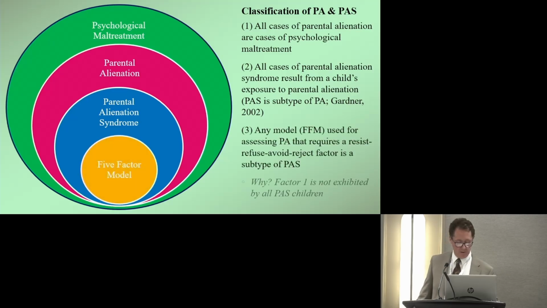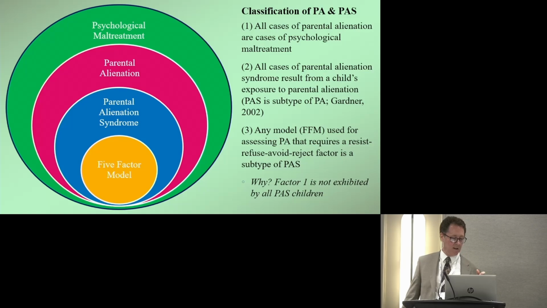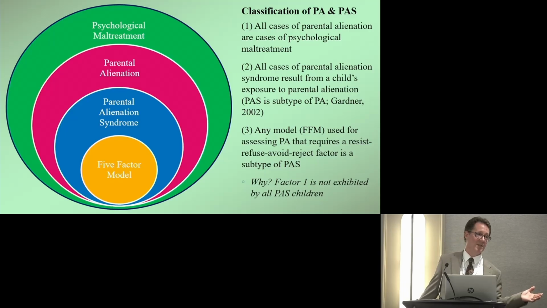And any model, including the 5-factor model, used for assessing parental alienation that requires a resist, refuse, avoid, reject factor is a subtype of parental alienation syndrome. Why? Because, let's go back, Factor 1 is not exhibited by all children who suffer from symptoms of parental alienation syndrome. It's just a fact. Maybe 90% have a resist dynamic, but there's 10% that don't. So this is the correct classification, and so we can understand how this fits into the big picture. And the big picture, of course, is psychological maltreatment.